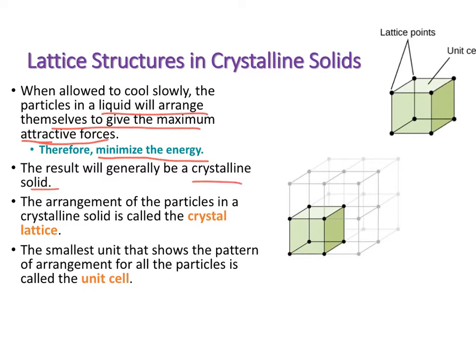The arrangement that these particles take is called the crystal lattice. You can see here how it's kind of like a system, and it basically looks like a bunch of cubes stacked on top of each other. That's what a crystal lattice is, if we imagine the corners being certain atoms or particles. The smallest unit of this network pattern of little cubes is called a unit cell. So one individual little cube is called a unit cell.